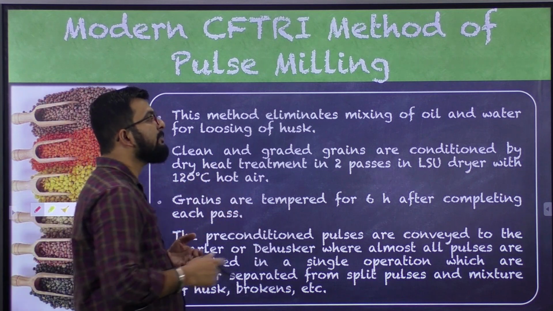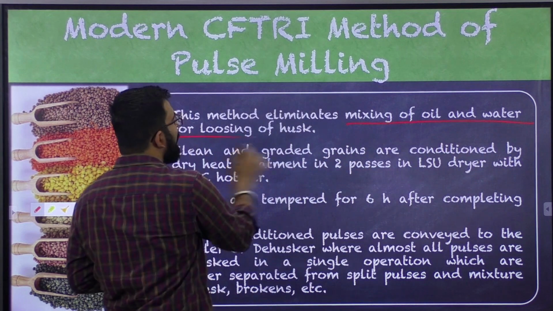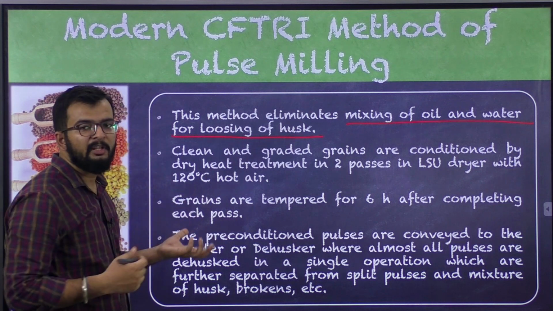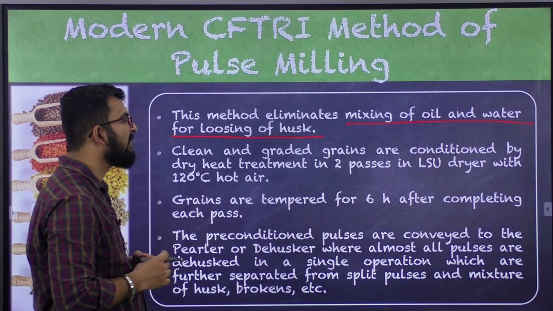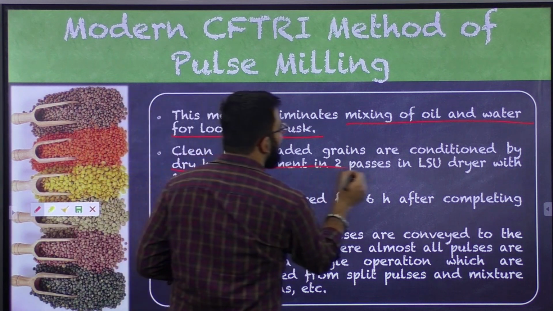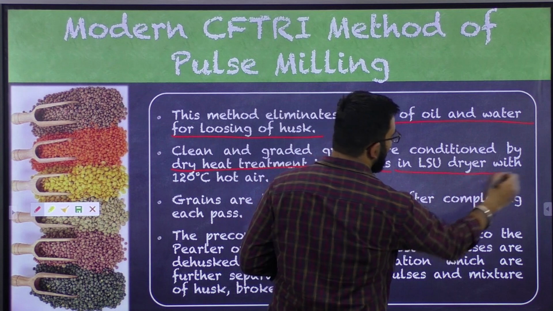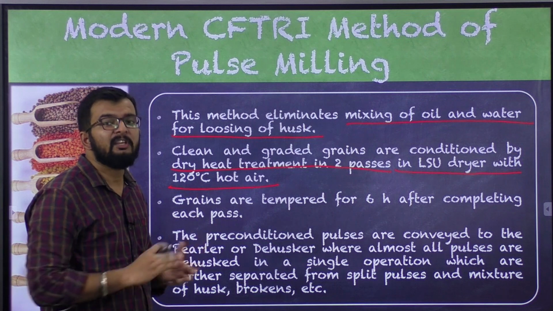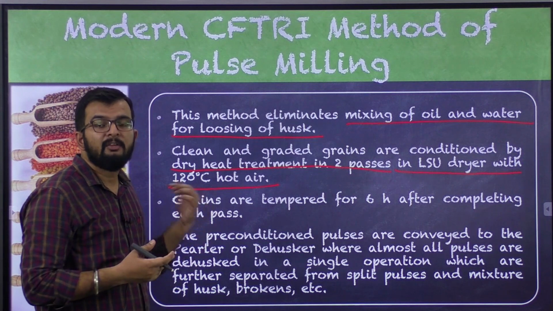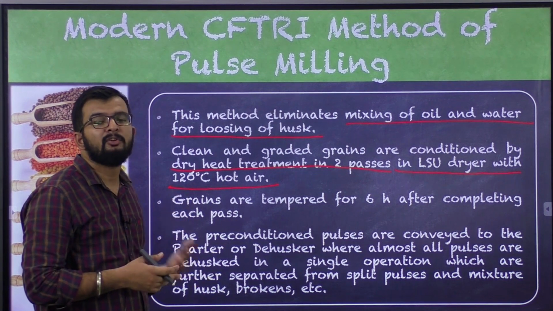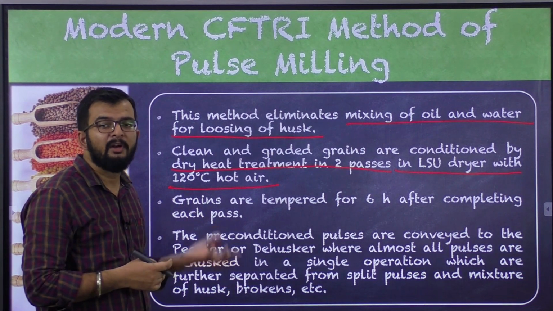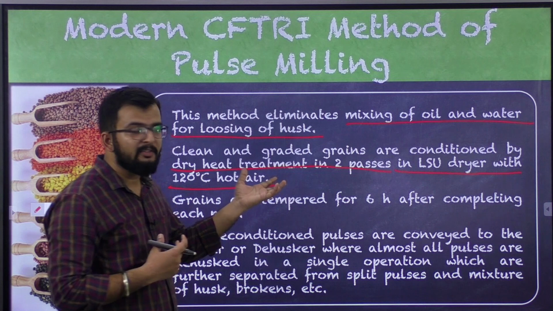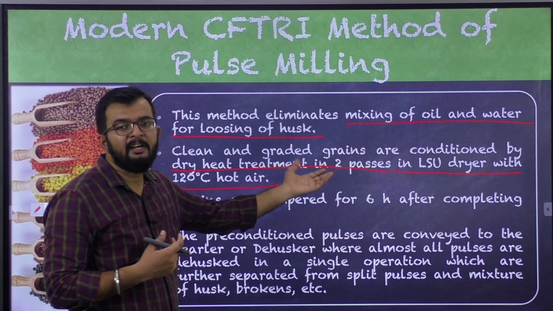So this method eliminates mixing of oil and water for loosening of husk. Okay, it does not involve mixing of oil and water in order to loosen the husk. Okay, clean and graded grains are conditioned by dry heat. Dry heat treatment is given in 2 passes in a LSU dryer with 120 °C hot air. That is, instead of mixing your pulses with oil or water, you are giving dry heat treatment. That is, you are passing it through an LSU dryer, which utilizes hot air up to 120 °C in order to treat or condition your pulses, generally done in 2 passes.